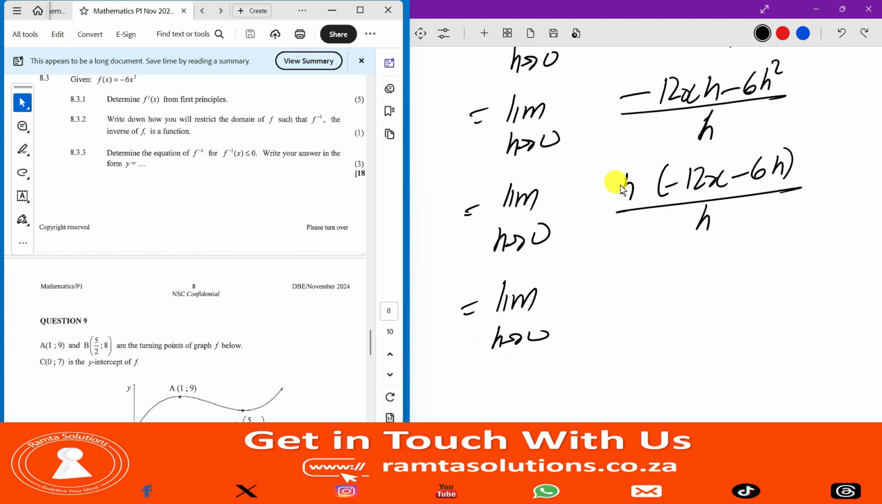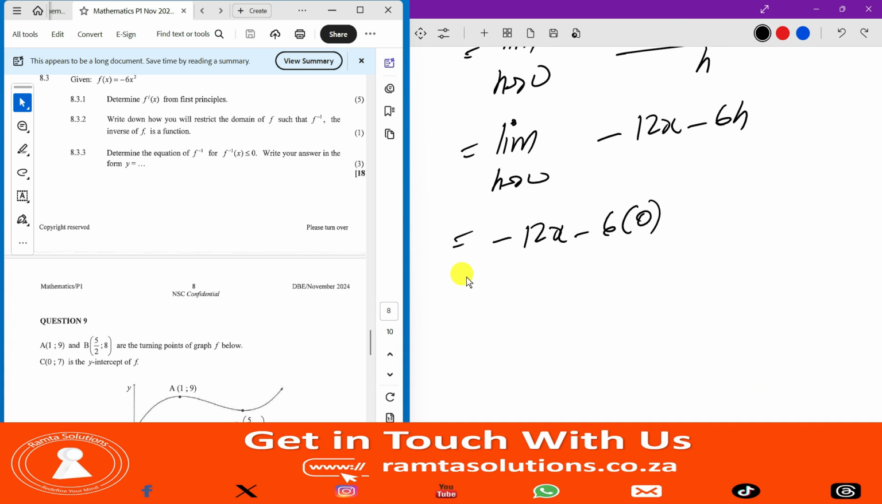Again, as you can see, the h's are cancelling. You're left with minus 12x minus 6h. Now, at this point, where there's h, you can put 0. And when you do that, you remove the limit. So you have minus 12x minus 6 open bracket, where there's h, you put 0. Proceeding, you therefore say you have minus 12x. And this is your answer.